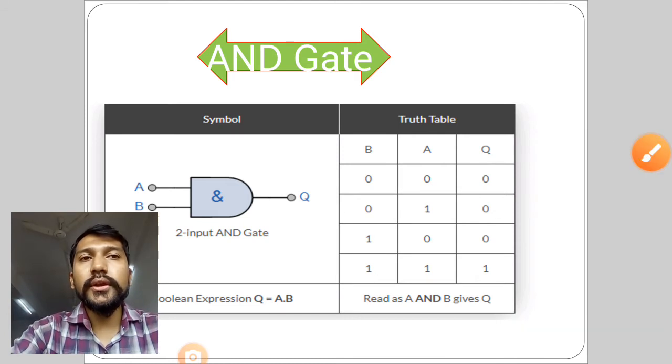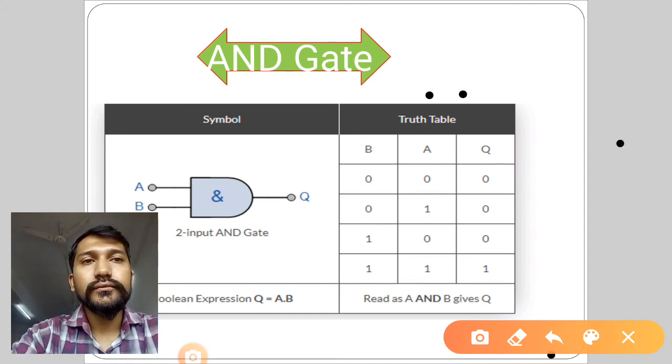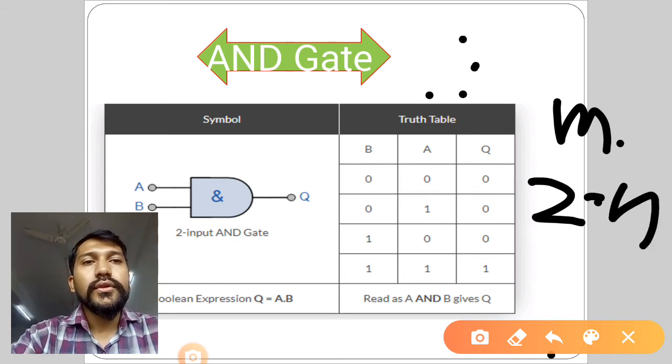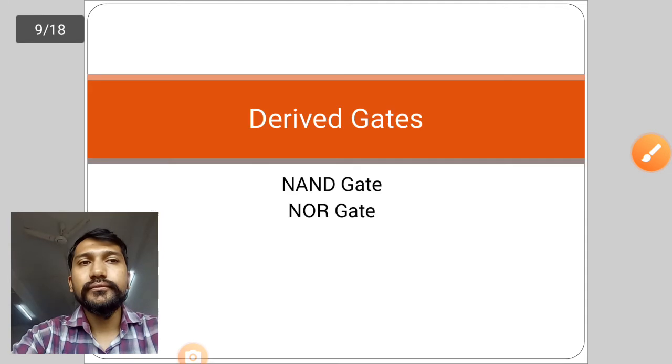It is possible to have a 3 input AND gate. So what will be that formula? 2 raised to m is equal to n. Now if I will be having 3 inputs, how many combinations will I be having? 8 combinations. Okay, so it is possible to have a 3 input AND gate, but it will be having 8 combinations.